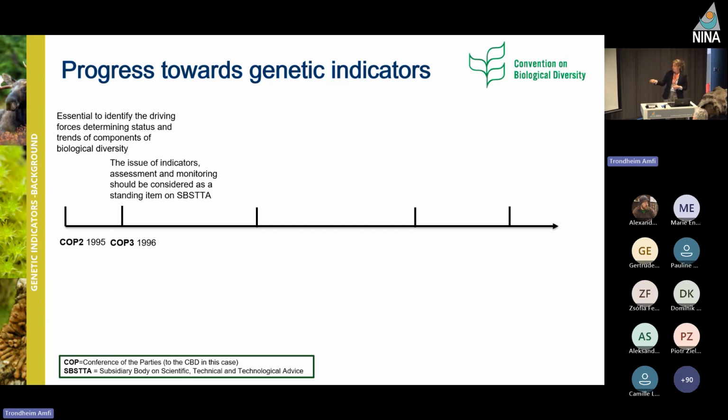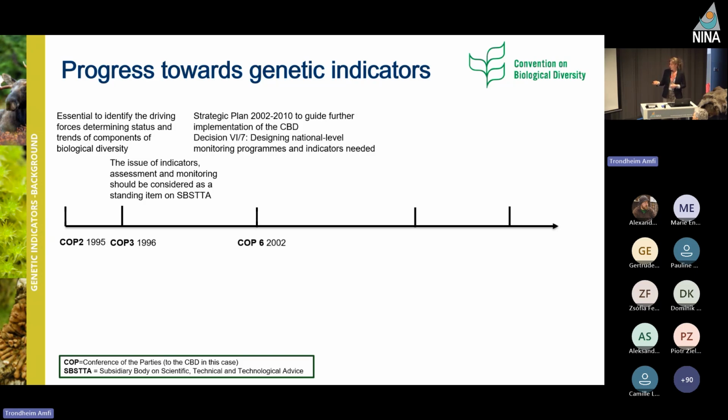In terms of the group working on these matters, it is the SBSTTA, the Subsidiary Body on Scientific, Technical, and Technological Advice. It's a nice, long name. Again, fast forward a bit to COP6, there were further improvements: a strategic plan for the decade around 2000 to 2010 to guide further implementation of the CBD. And there was also a decision on designing national level monitoring programs and indicators, and a need for establishing that.